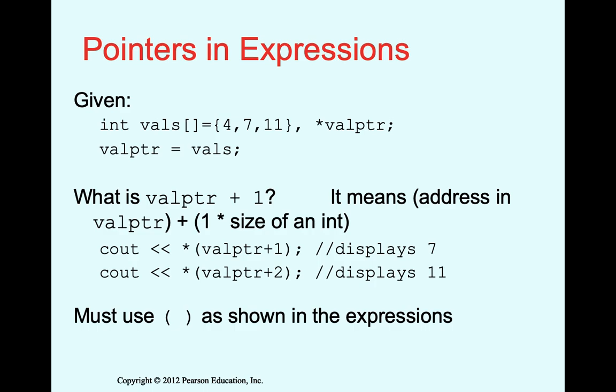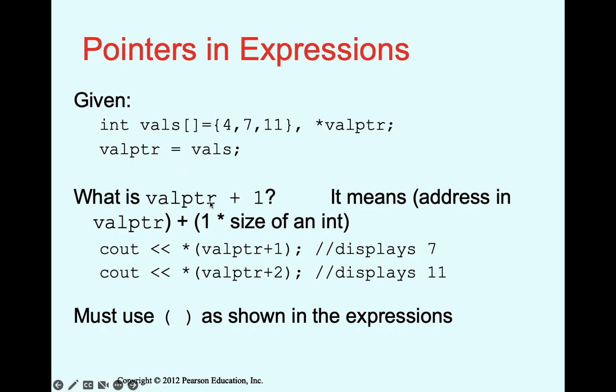So sometimes here we define two things. We define an array, and then we define a pointer, okay? And we make the valPtr equal to vals. So this pointer is holding the address of the array, the first element of the array.